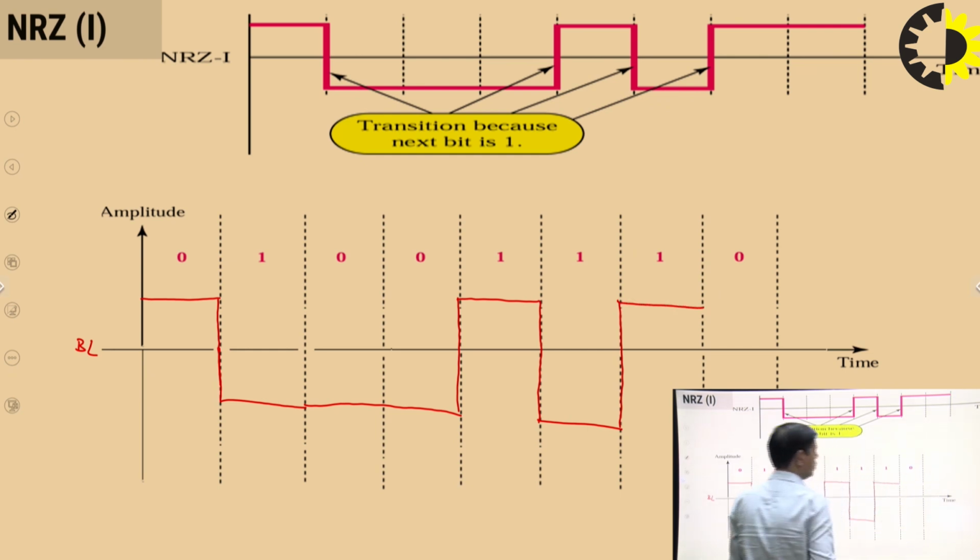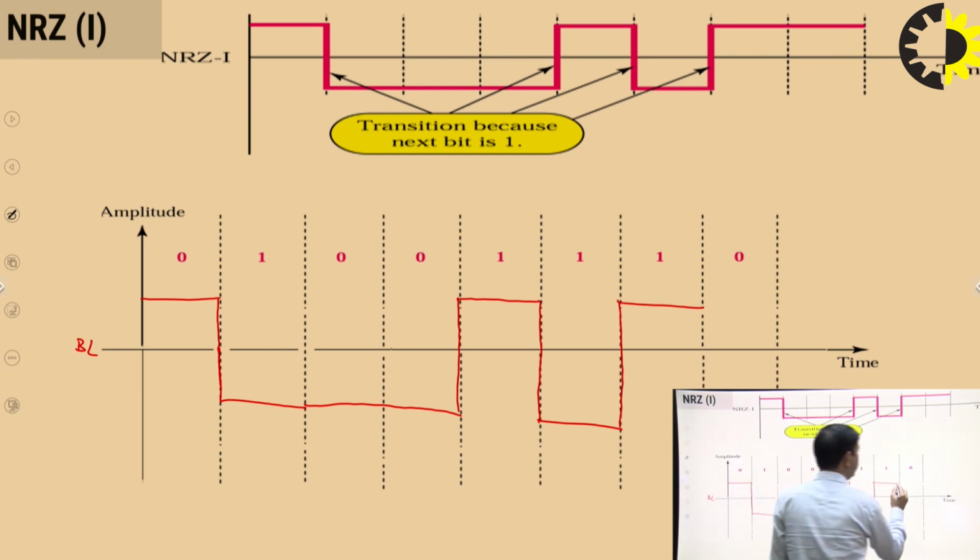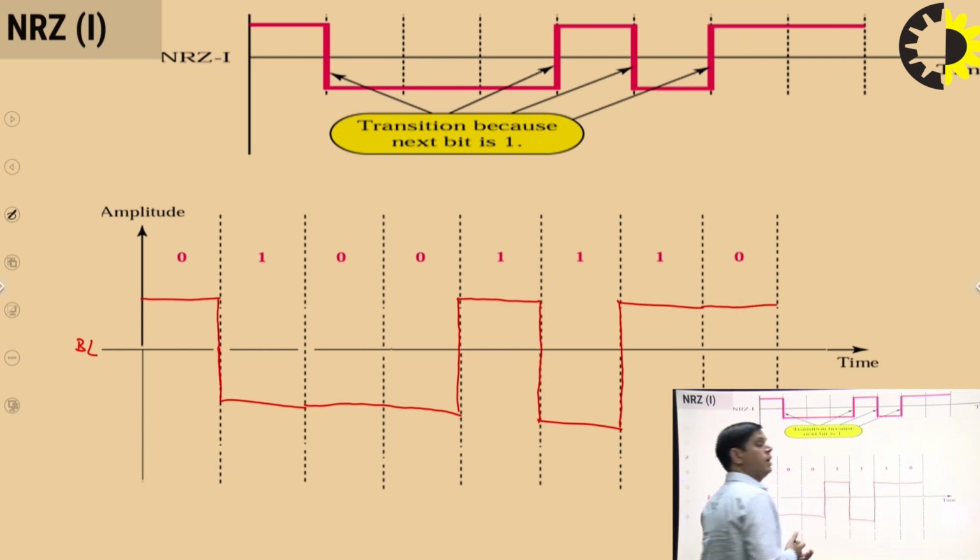Now we are getting 0. In case of 0, we simply have to continue the signal, whether we are at the top side or the bottom side. So this is the way to convert digital data into a digital signal by using NRZI, that is non-return to zero and I means inverted. That means the signal will be inverted whenever 1 is encountered.